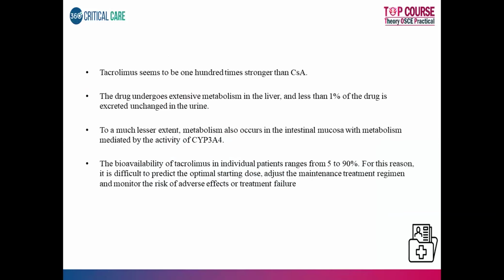As I told, tacrolimus is the most commonly used calcineurin inhibitor. It is 100 times stronger than cyclosporin A. It undergoes extensive metabolism in the liver and has less than 1% excreted into urine. To a much lesser extent, metabolism also occurs in the intestinal mucosa, which is mediated by CYP3A4. The bioavailability of tacrolimus is up to 90% depending upon the individual, and for this reason it is difficult to predict the optimal starting dose, and hence the adjustment of the maintenance dose depends on the trough levels.